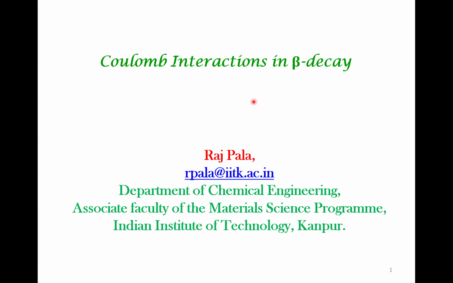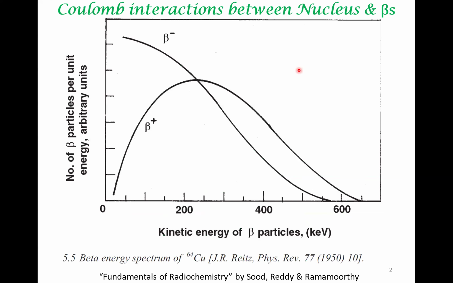Welcome back. In this lecture, we will look at how the positive charge of the nucleus affects beta decay. So the main results from experiments are the following. Beta minus decay and beta plus decay differ in certain features and they have certain common features. At higher energy, the number of beta particles, whether it's beta plus or beta minus, is less.